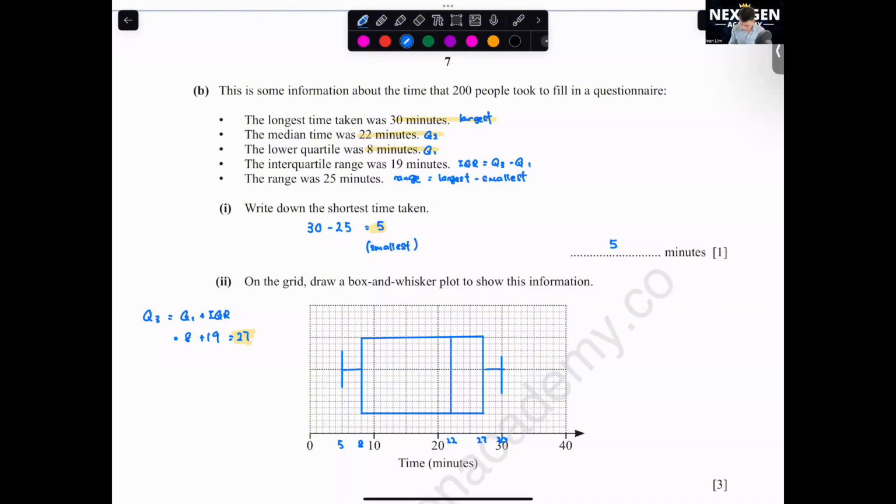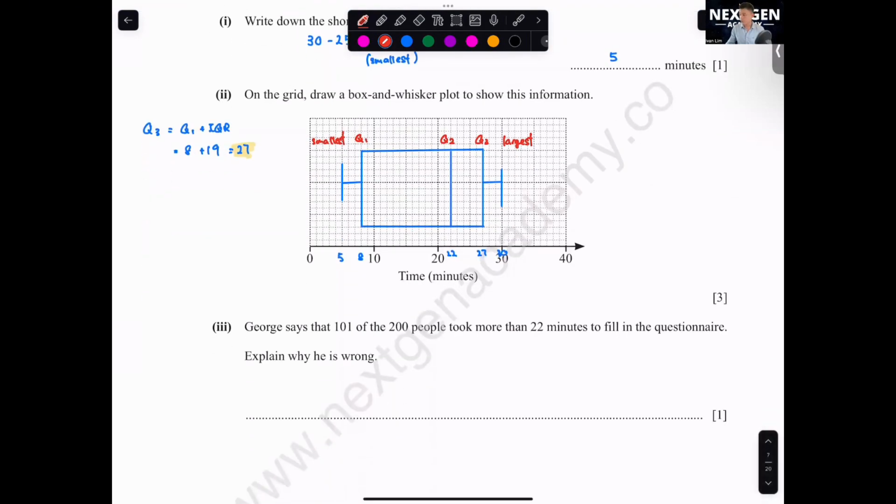Got it. Okay, so you have to remember this is Q1, median, Q3, smallest, largest. This is called your box and whisker plot. Don't need to list out the numbers. The numbers I just list out for you all to see. All you need is the diagram. Full marks. Okay, number 3.